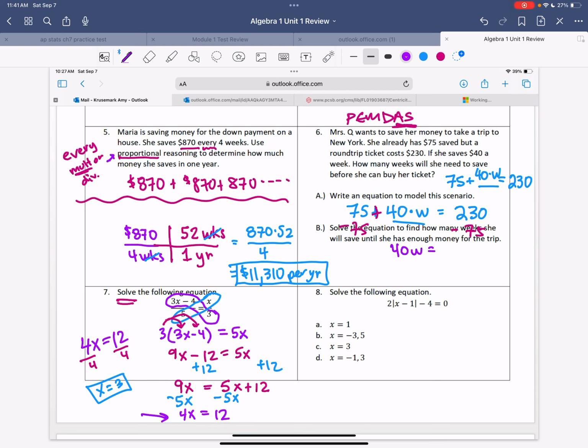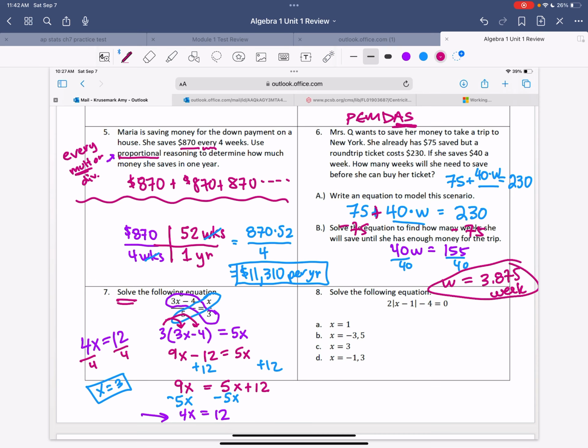And my handy dandy calculator. Right, and then we'll divide by 40 on both sides. And there you have it. I have 3.875 weeks. So not quite 4 weeks.